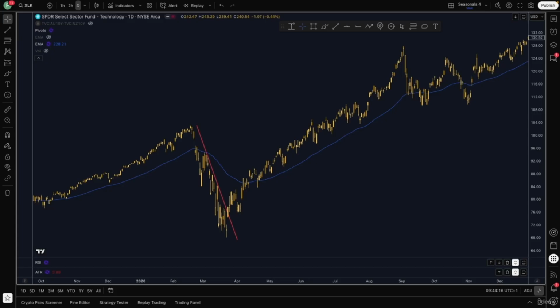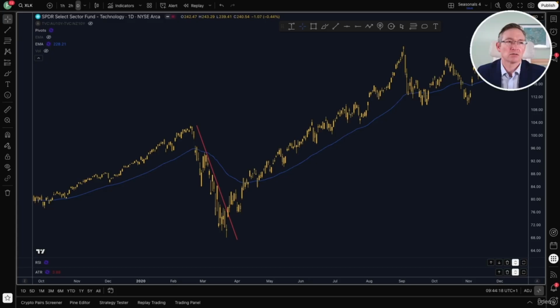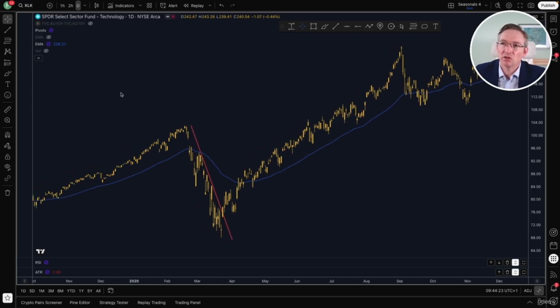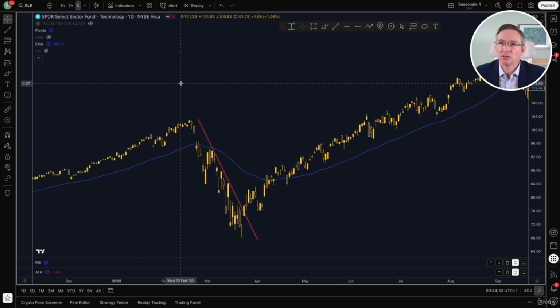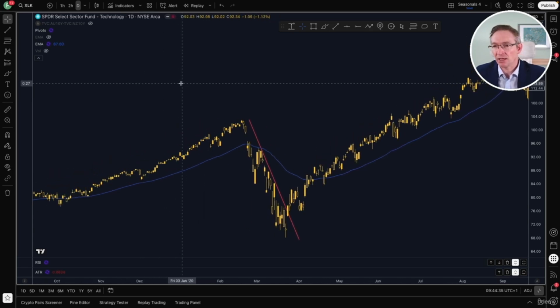So if you look on the chart here, sorry, my chart is playing up. There, that's great. There we go. Now take a look here at this XLK. This is an ETF that represents the technology sector of the US stock market. So here I've got the XLK technology ETF. Great. Now let's start using some trendline analysis on it.